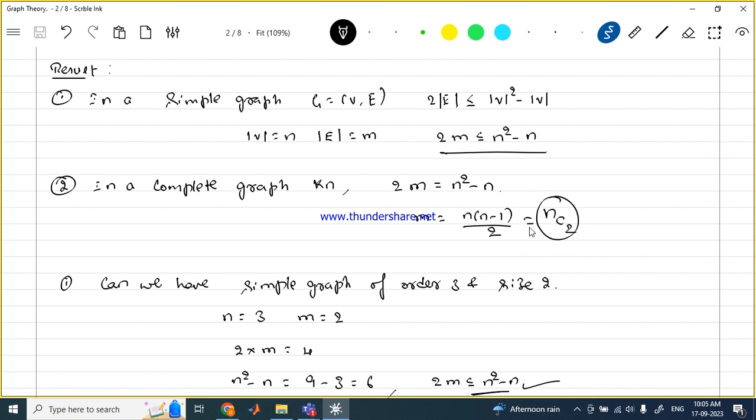If this condition is satisfied, we can construct a complete graph with that data. In the other case, we can construct a simple graph with this data. If this condition is satisfied, we can have a complete graph itself.